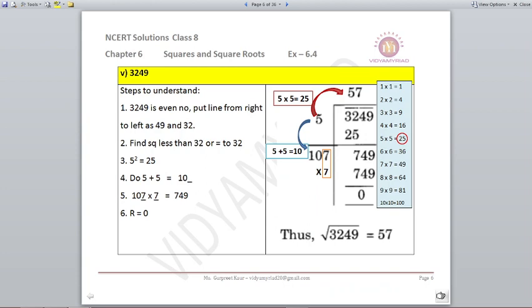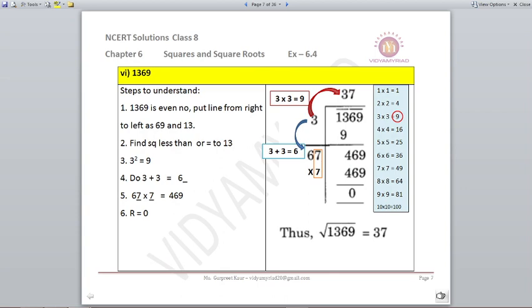Next, 3249. Even number, so the pairs are 32 and 49. So nearby 32 is 25. 5 5s are 25 and 5 plus 5 is 10. So 32 minus 25 is 7, and I will bring down 49, 749. I need 9 at the end. So 9 probable case is 3 into 3 or 7 into 7. Since I want 749, I can quickly do 107 into 7. That will give me 749. Remainder is 0 here. So square root of 3249 is 57.